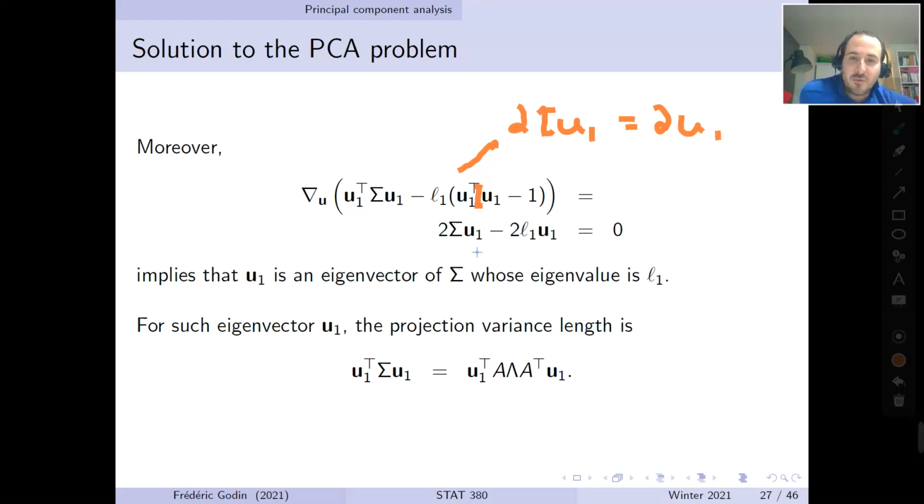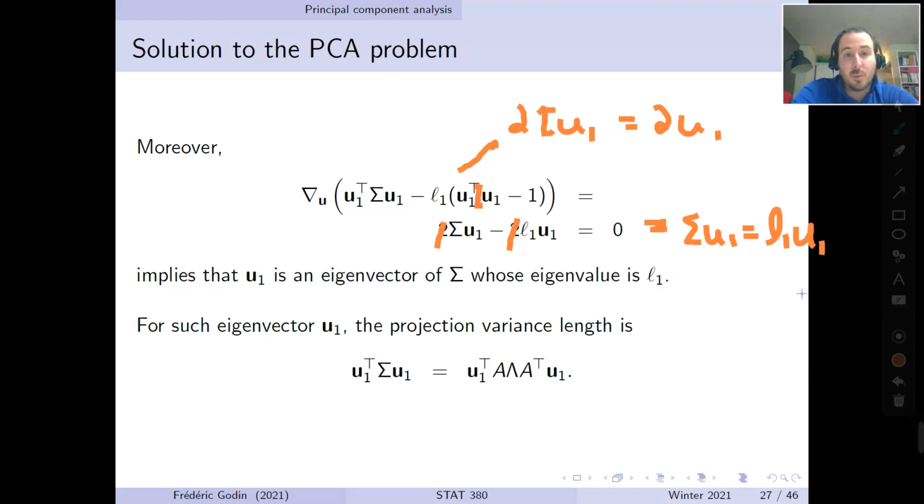So we want to find u which is a solution to this. If you do that, you can simplify the 2 and you obtain the following expression: sigma u1 is equal to L1 u1, where sigma is the sample covariance matrix of observations x, and L1 is a constant value, which is the Lagrange multiplier. The implication of this is that u1 must be an eigenvector of the matrix sigma, whose eigenvalue is L1.